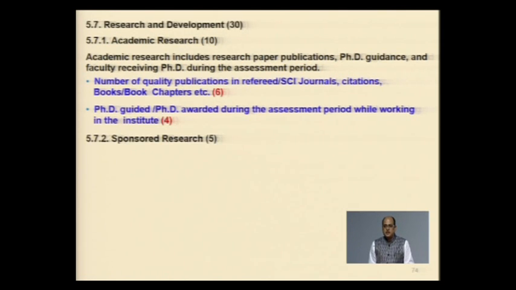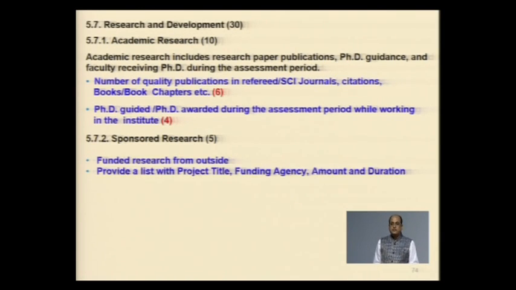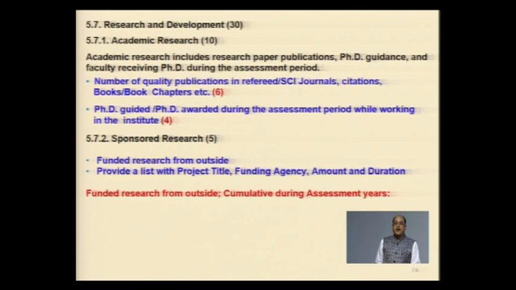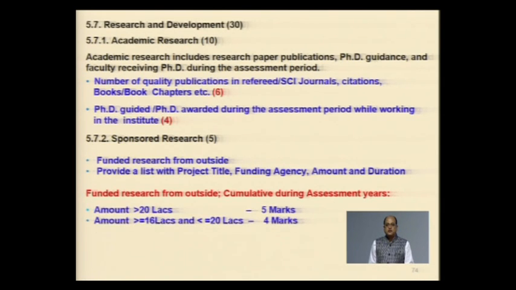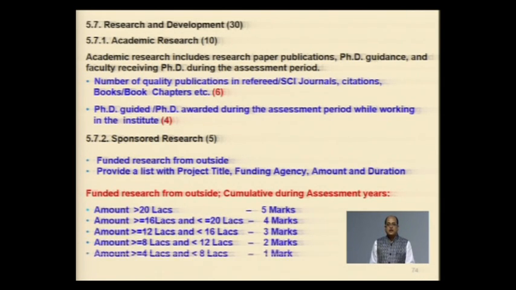Now there will be sponsored research. As I said, sponsored research is not at faculty level, sponsored research is at the program level. So it has been mentioned very clearly to provide a list with project title, funding agency, amount and duration. Funding from outside, cumulative during the assessment year. So it is the accumulation of the amount received, which varies in multiples of 4 lakhs from 4 lakhs to 20 lakhs. It is expected that a program should have these values; these are for tier 2 institutions.